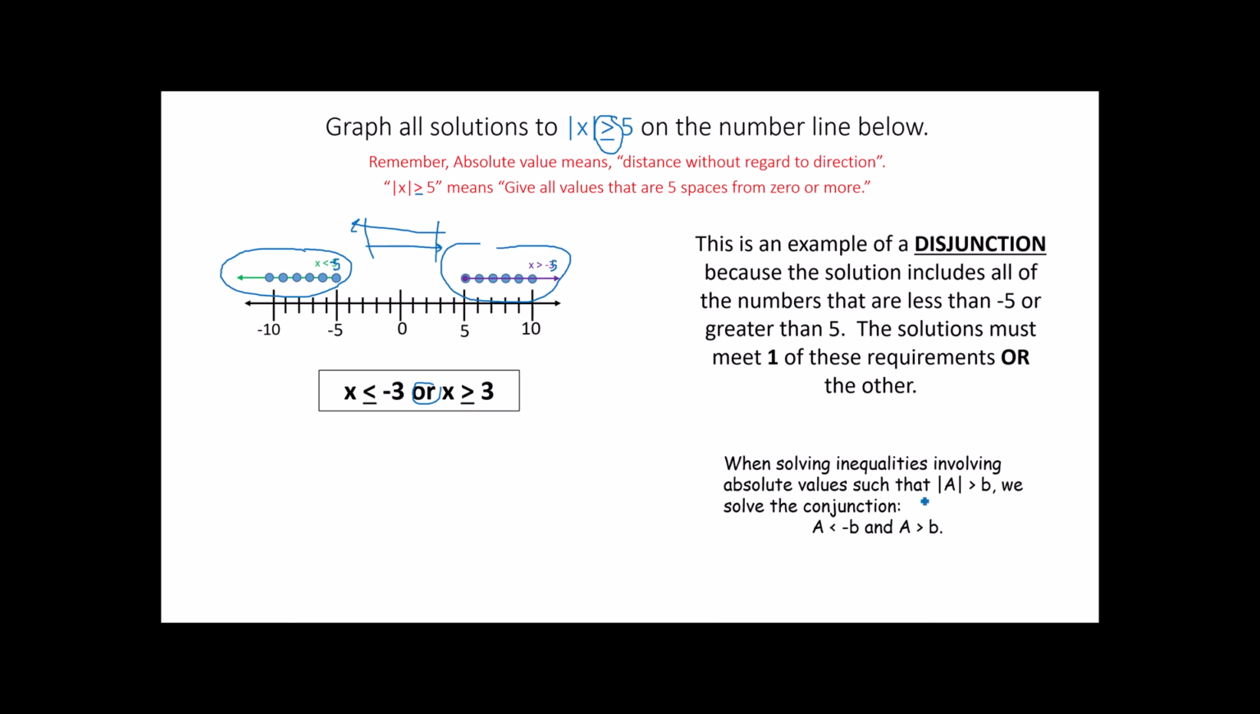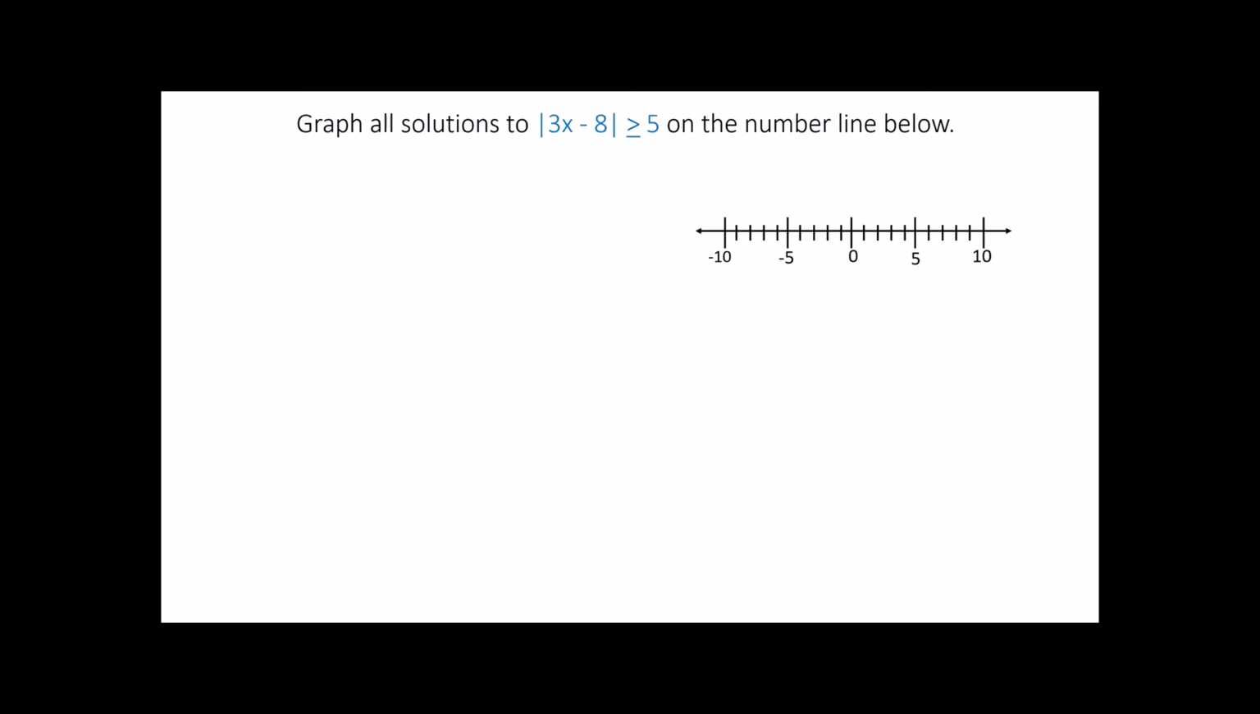This is our formal rule. When we're solving the absolute value of A is greater than B, we normally would do A is less than negative B, or A is greater than positive B. We'll talk about that again here in just a second. If I give you the absolute value of 3x minus 8 is greater than or equal to 5, and I ask you to graph that on the number line, we're actually going to do this in almost the exact same way we did the conjunctions. We're going to split it in two.